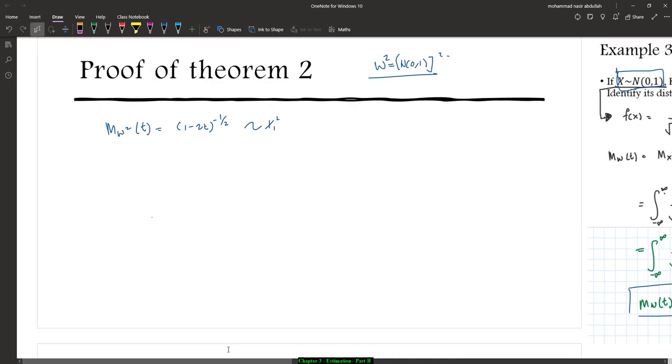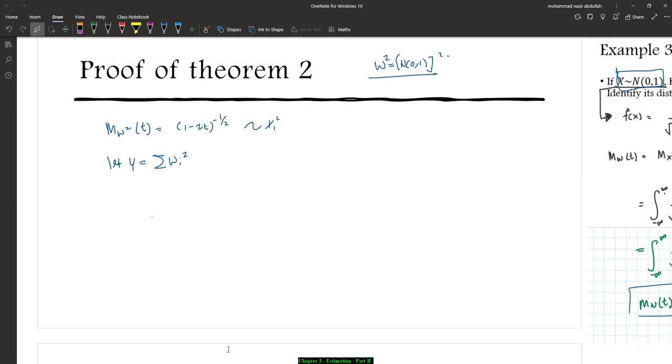So, now, I want to prove that, let Y equal to the summation of Wi squared, i equal to 1 until n. So my moment generating function for Y with respect to t is equal to, remember, last chapter we saw that for a summation we take a product of the MGFs, right? (1 minus 2t) to the negative 1 over 2, multiplied by (1 minus 2t) to the negative 1 over 2 until the end. So this one should be (1 minus 2t) to the negative n over 2.